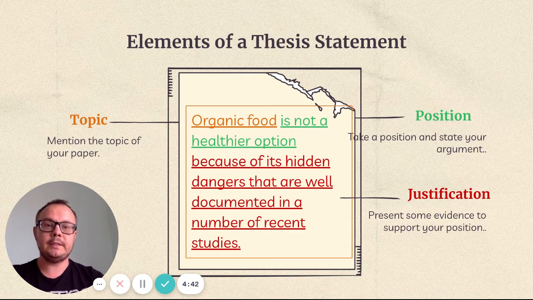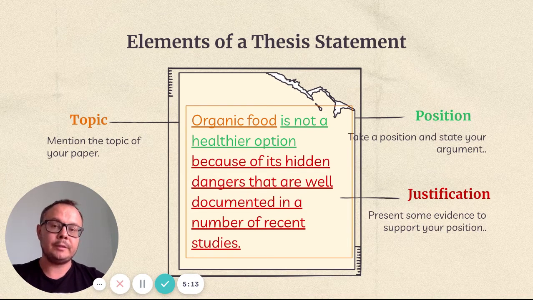So from this thesis statement, we understand that the essay is going to be about organic food. We know that the writer thinks that organic food is not a healthier option, and we know why. Because of the hidden dangers that are well documented in a number of recent studies. So the last bit of this sentence helps us to understand what to expect next in the rest of the essay.